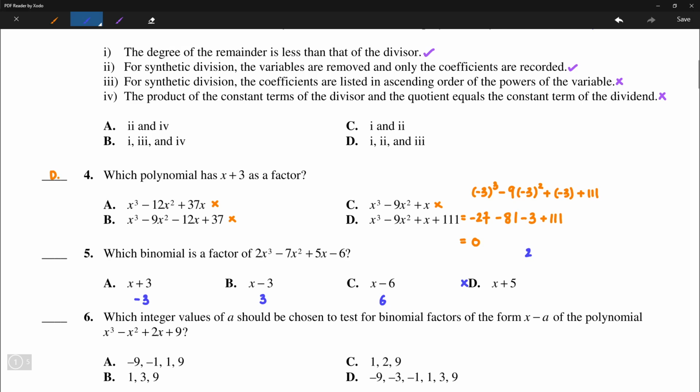So let's say, for example, we try 3 and substitute it into the polynomial. And let's see here, we have 27 times 2, which is 54, and then minus 63, plus 15, minus 6. So that is equal to 0. So x minus 3 must be a factor, so the answer here is B.